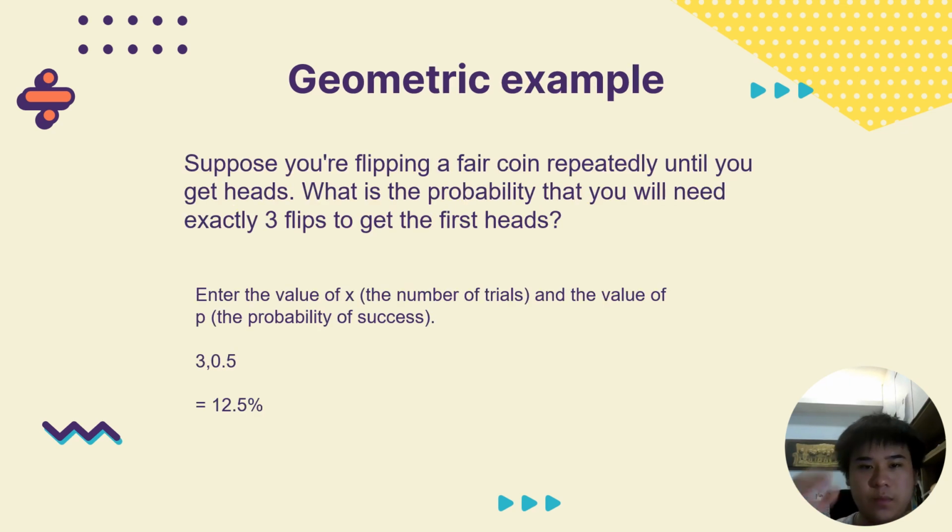Okay, let's look at an example. Suppose you're flipping a fair coin repeatedly until you get a head. What is the probability that it takes exactly 3 flips to get the first head? As you can see, the keyword here is to get the first head. That's when you know you want to use geometric. Basically, enter the x value, the number of trials, and the value of p.